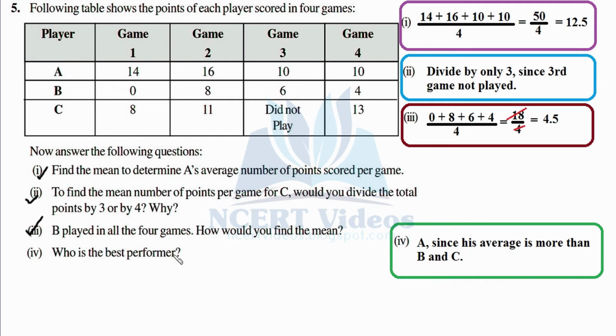Who is the best performer? Obviously, the one whose average or mean is maximum. So as you can see, here we had 12.5 and here we have 4.5.